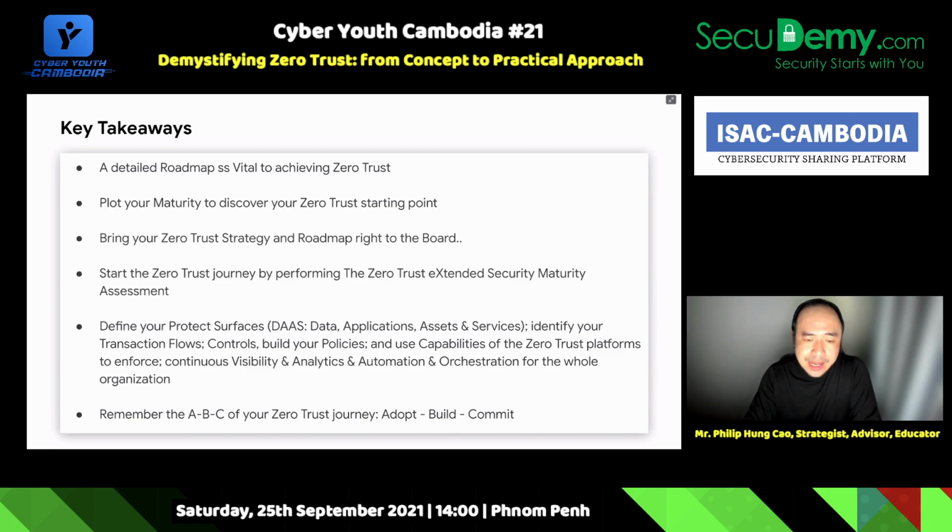And the last part, very easy to remember about your Zero Trust journey, is the ABC. So what does ABC mean? A, adopt Zero Trust, right? B, build the Zero Trust strategy, architecture, and capability. And C, commit to your Zero Trust journey, right? So ABC is very important as a North Star for your Zero Trust journey. So please follow that North Star, okay?